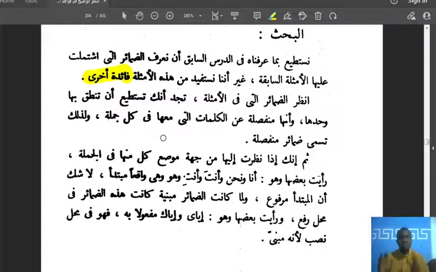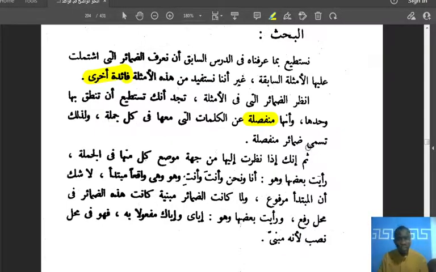تجد أنك تستطيع أن تنطق بها وحدها. You realize that you can pronounce the pronoun alone, وحدها, وأنها منفصلة عن الكلمات التي معها في كل جملة, and that it is separated. أنها منفصلة, it is separated from the words that it comes with in the sentence.